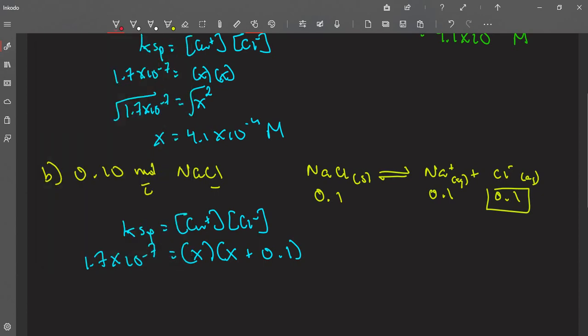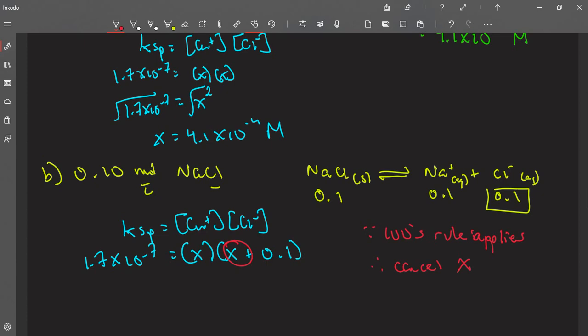Since the hundreds rule applies, therefore we can cancel x. That's referring specifically to this x, not this x, because that wouldn't make mathematical sense. You're going to cancel this x.